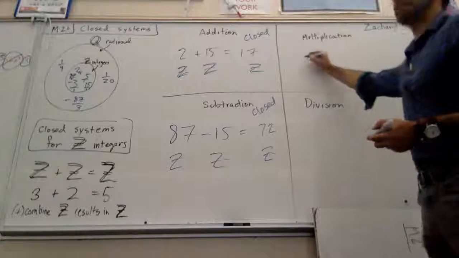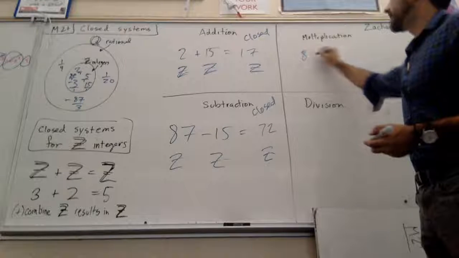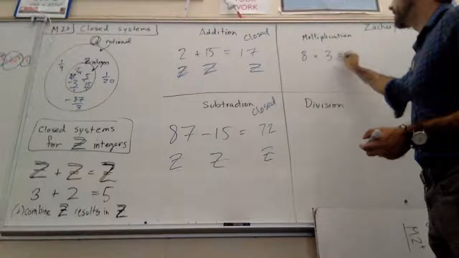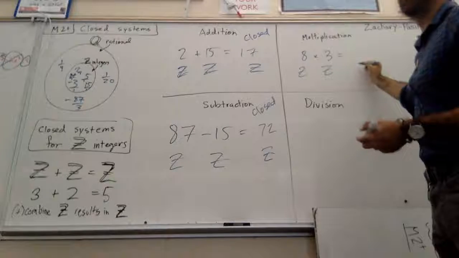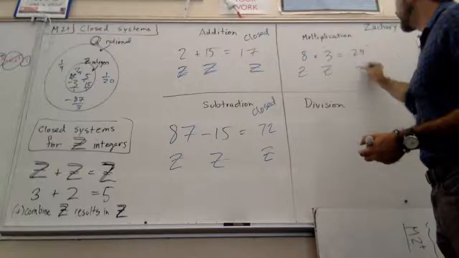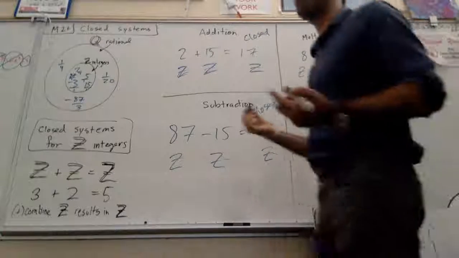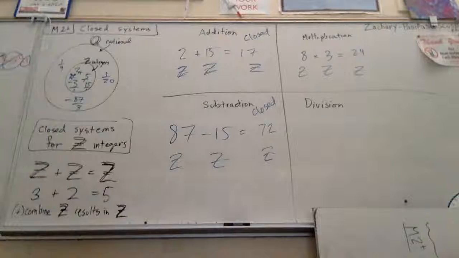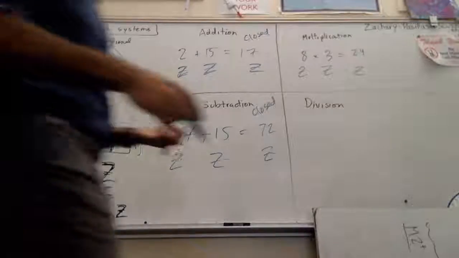Okay. Multiplication. Let's see. 8 times 3. Integer, integer. What do we get? 24. We get an integer. There's no way to start with integers, multiply them, and end up with anything but an integer. That's why it's closed. We know that. Multiplication? Closed.